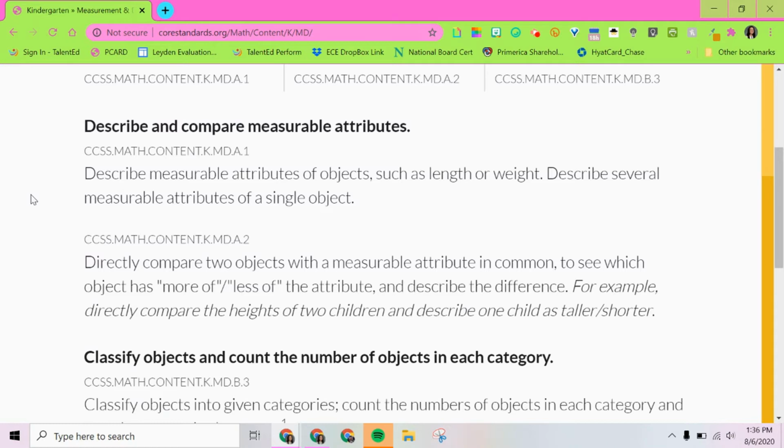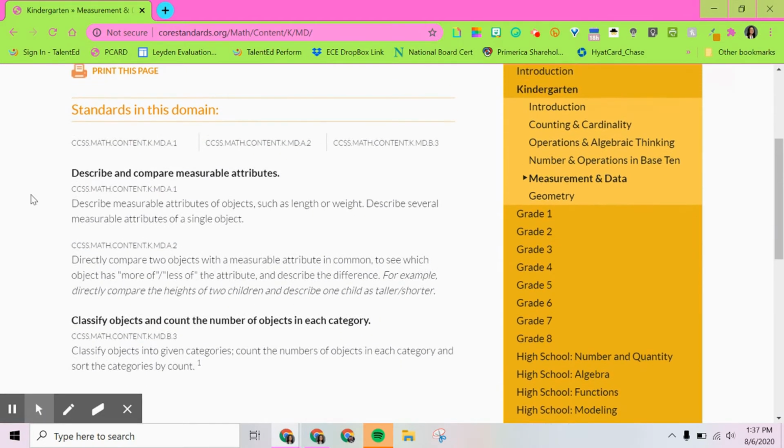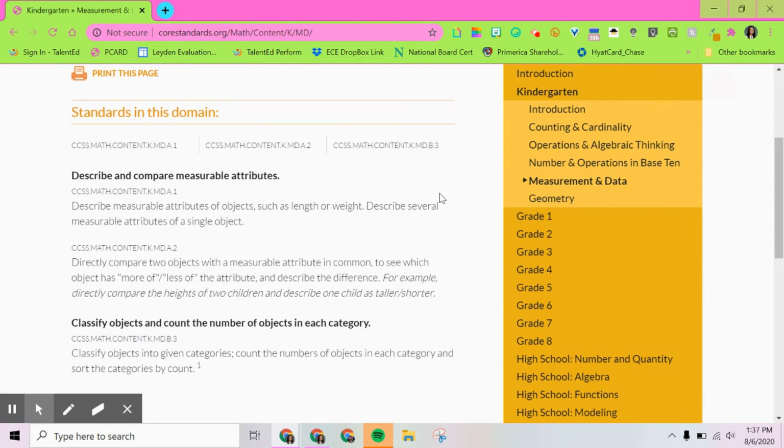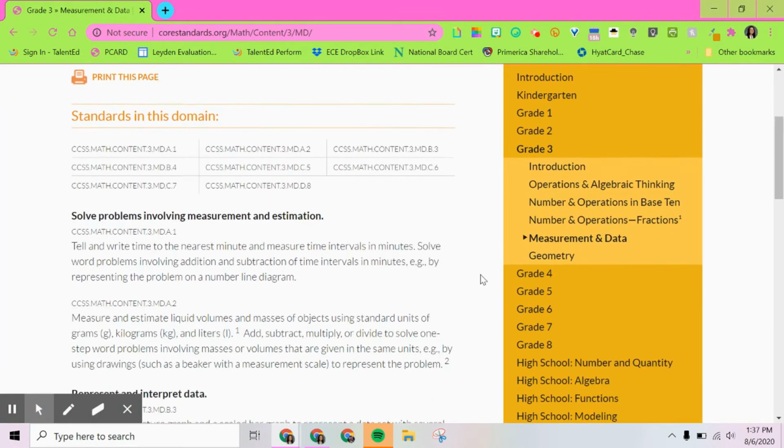Describe measurable attributes of objects such as length or weight. Describe several measurable attributes of a single object. That is something that we are expecting a kindergartner to do. Okay, and then as you go through, you click on third grade, measurement and data. Again, we're staying with measurement here.